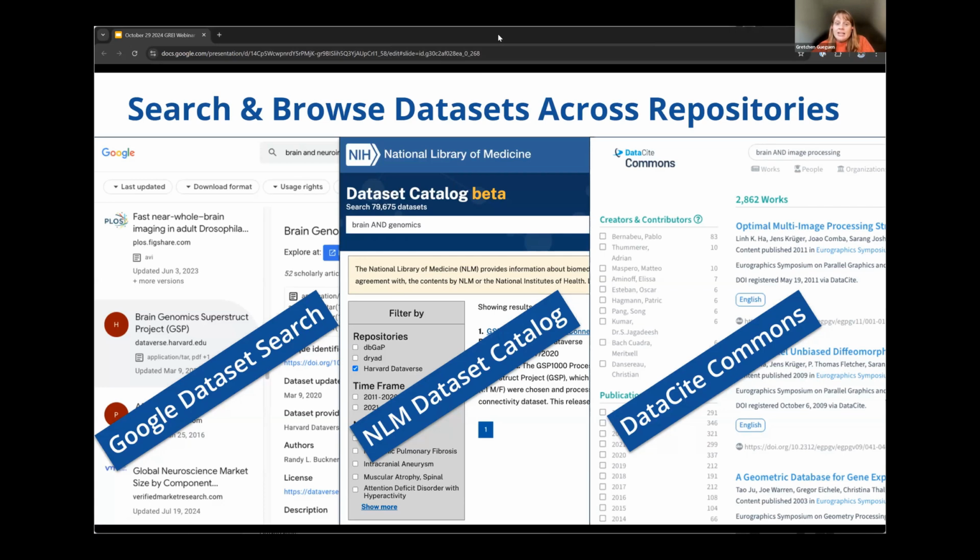And finally, DataCite Commons is also an option to search specifically for datasets. It contains entries for anything that has a registered DOI in DataCite. So datasets, but also many other types of things. But if the creators use the specific DataCite metadata term for dataset, you can use the DataCite Commons search and filter just for datasets there.